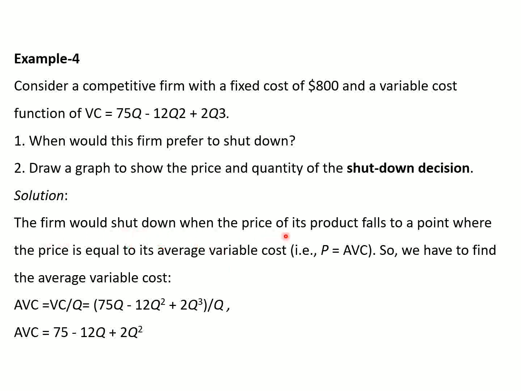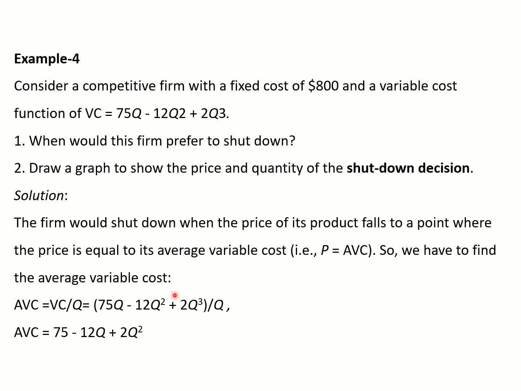So the firm should shut down when the price of its product falls to a point where the price is equal to its average variable cost. At least it should cover the average variable cost and more. We have to remember that there is also a fixed cost, but here we only said that the price should cover the average variable cost, at least. If not, we have to stop. So the point of shutdown is where the price equals the average variable cost.